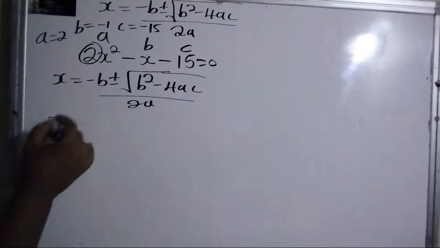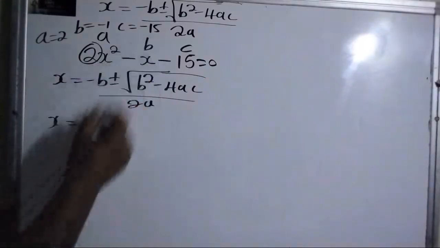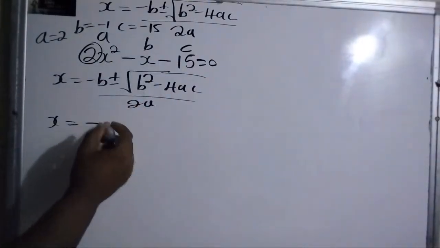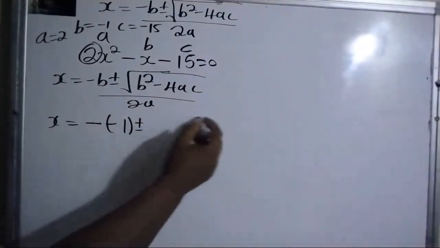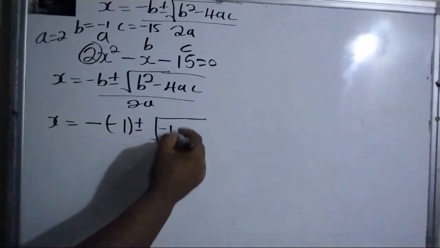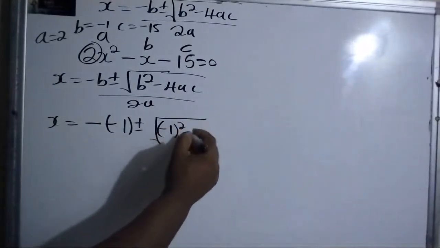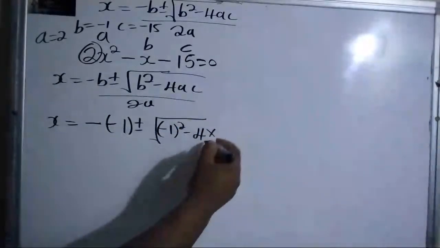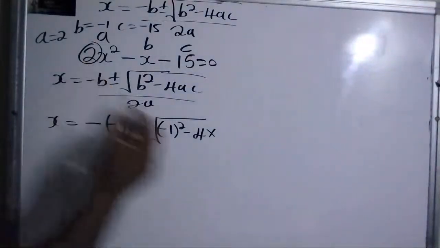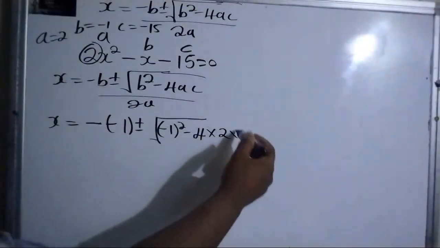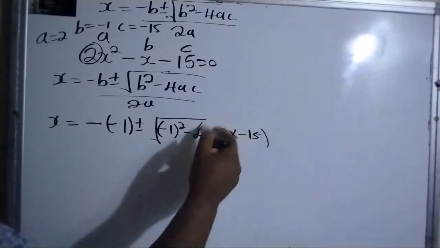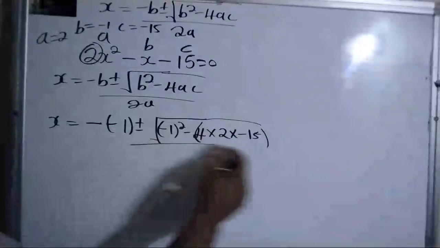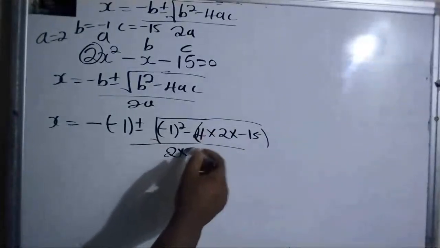So let's go. So we have minus b. Minus b is negative 1 again. So we put minus 1 plus or minus negative 1 squared minus 4 times a. The value of a is 2, so it's times 2. But this time it's times negative 15, because that's the value of c, all upon 2 times 2.